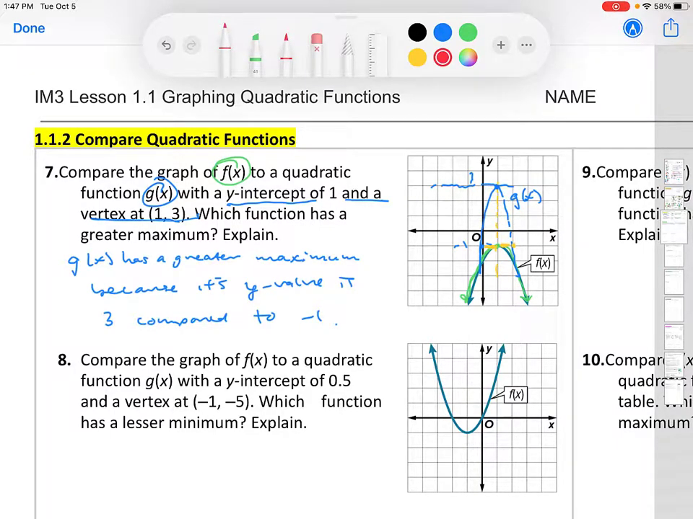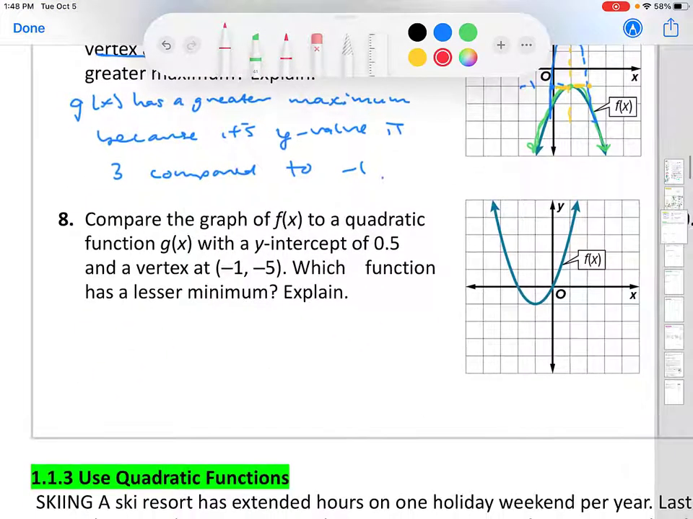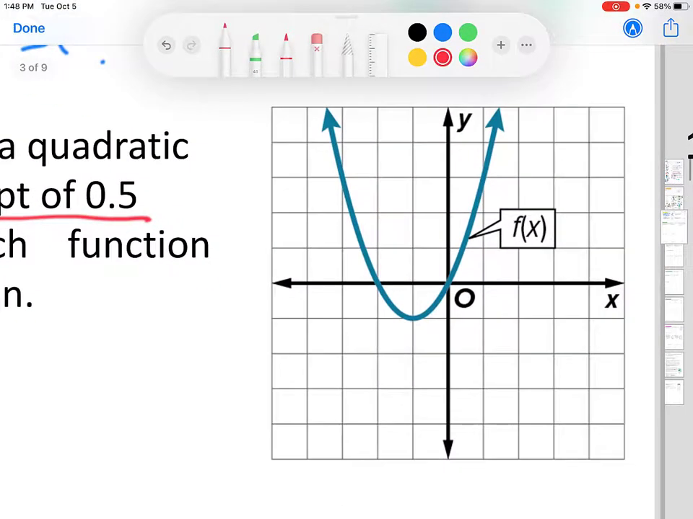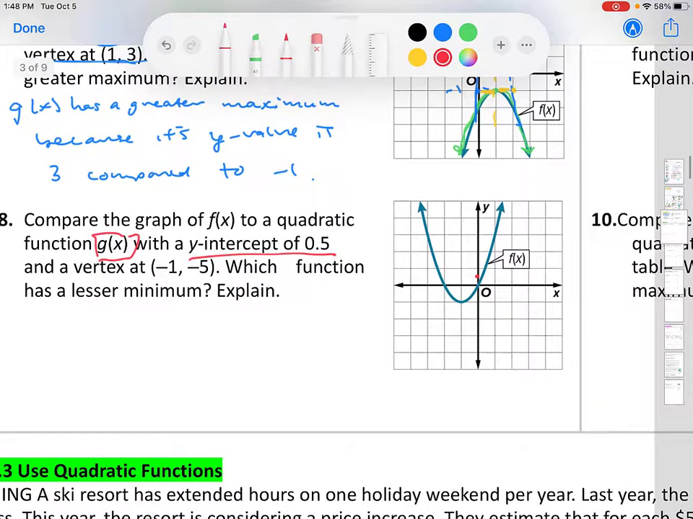Compare the graph of f of x, which is already there, called the parent function, and let's talk about the kid, to the quadratic function of g of x, let's use red, with a y-intercept of 0.5, so that's between 0 and 1. So the graph's going to go through there, and a vertex of -1, -5. So left 1, down 5. 1, 2, 3, 4, 5. Okay, so this is the vertex.